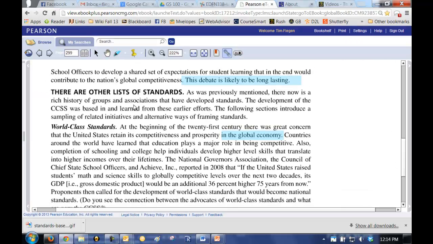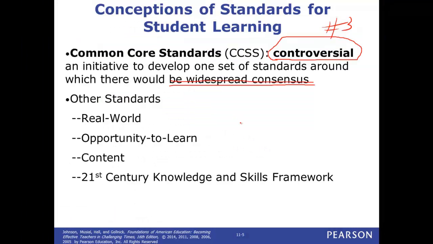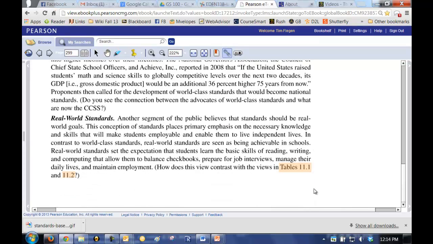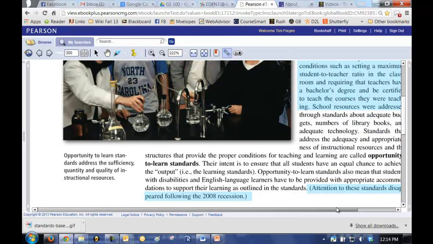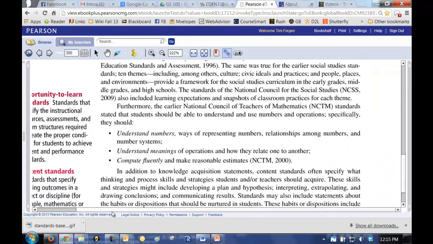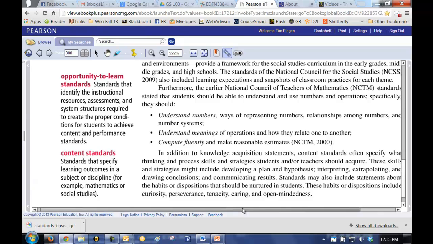All right. So what are other lists of standards? First is this world-class standard in the global economy, and I'm going to make this number 4. And you get to do these, 2, 3, and 4, a little framework. And there's a few questions on the tests, certainly about these here. And so let me show you some things you could do. The real world ones were about inputs. Here's the opportunity to learn. And right down here, it gives you some of this that you're going to want to bring in. The opportunity to learn and the content standards here, you can bring those in.